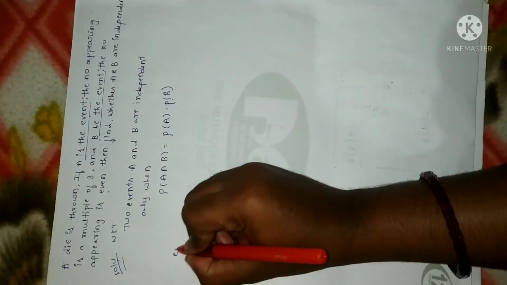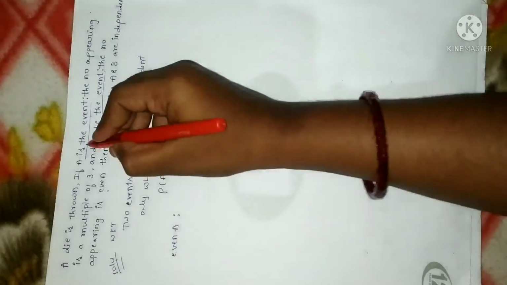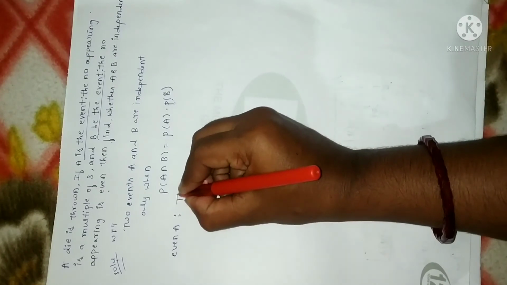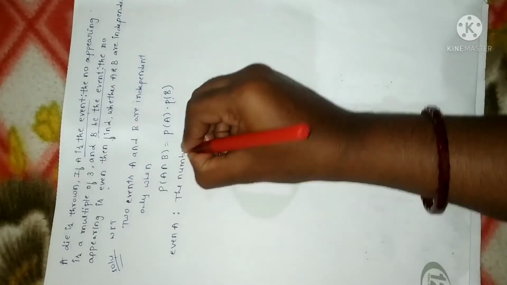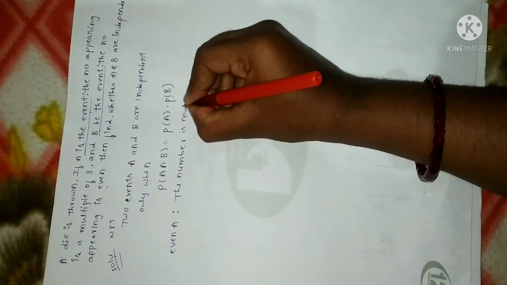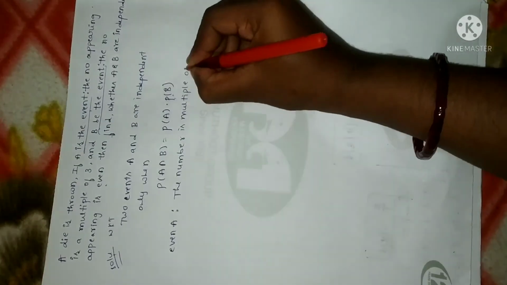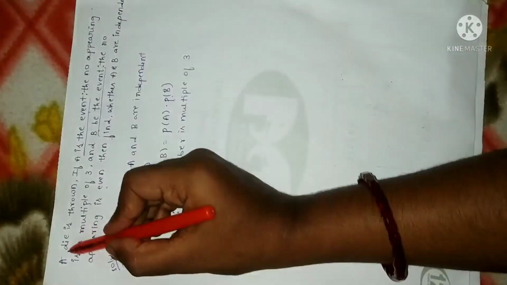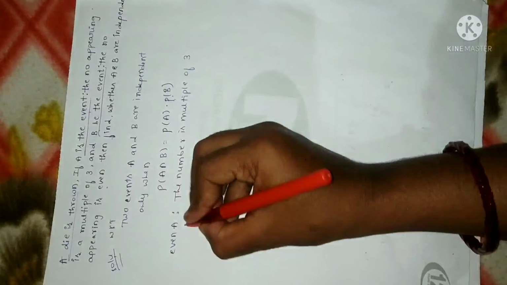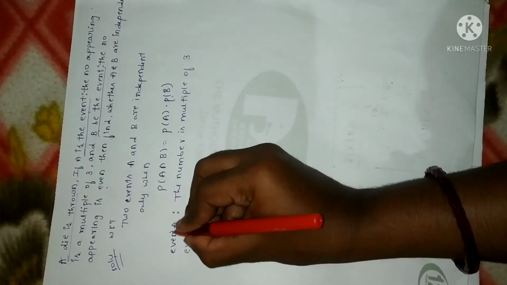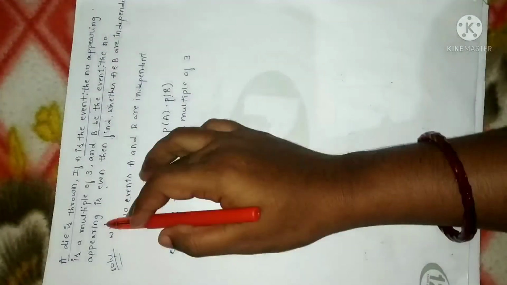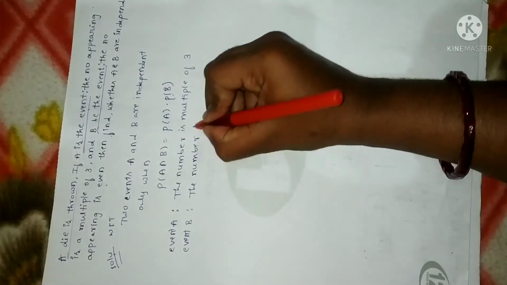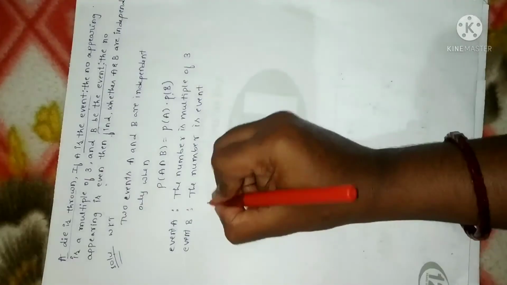Let me make a list. Event A, what is the event A given? The number appearing is a multiple of 3. That is, the number is a multiple of 3. Next, event B, what is event B given? The number appearing is even. The number is even. So first let me write the sample space.